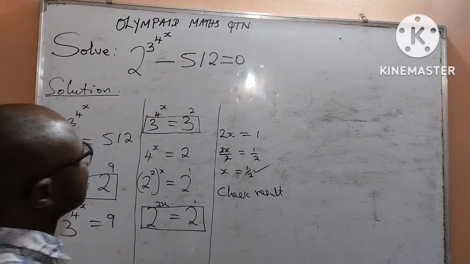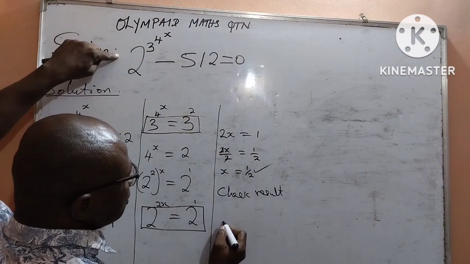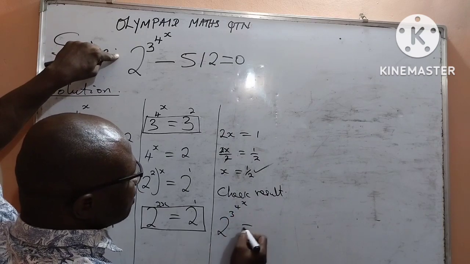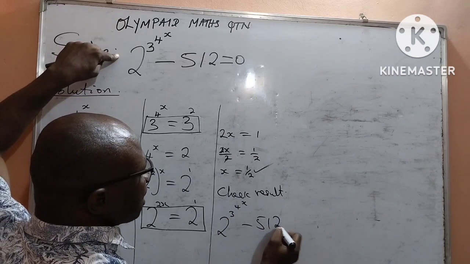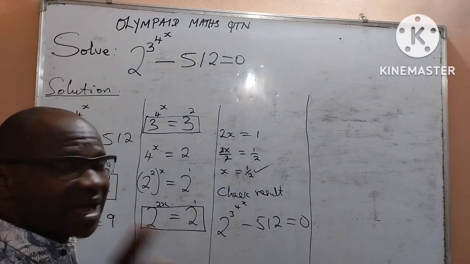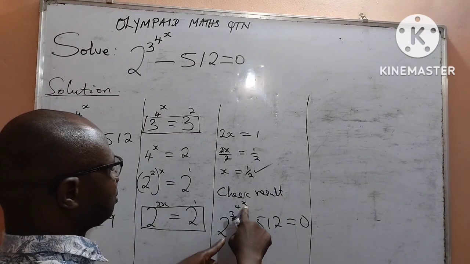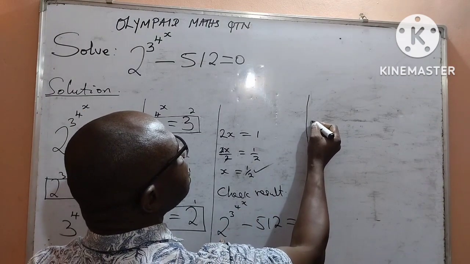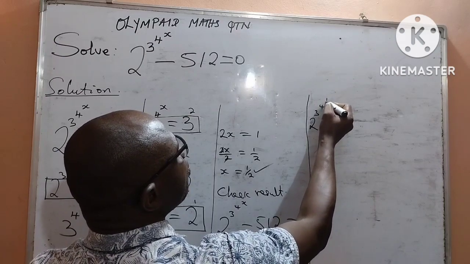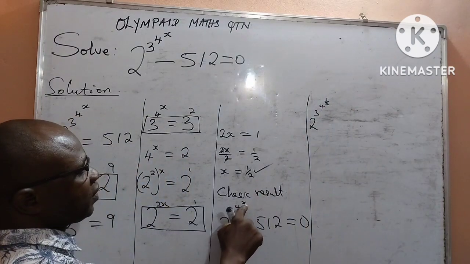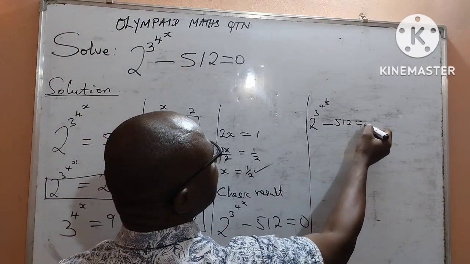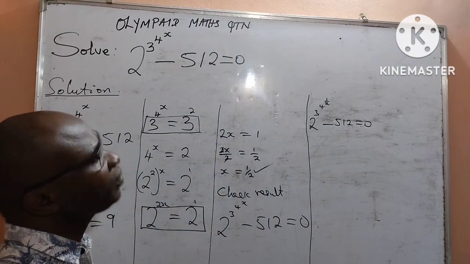So the result we are checking is: we want to substitute in 2 raised to the power 3 raised to the power 4 raised to the power x, minus 512. Is it equal to 0? That is what we want to do. So anywhere I see x, I put my 1 over 2. So I write 2 raised to the power 3 raised to the power 4, then raised to the power 1 over 2. This time around 4 is raised to the power 1 over 2, minus 512. We want to see if it will give us 0.